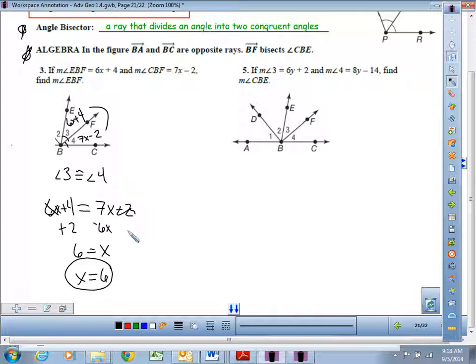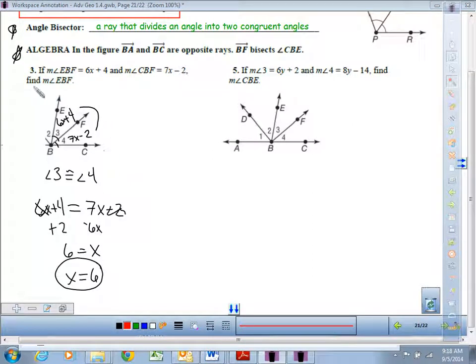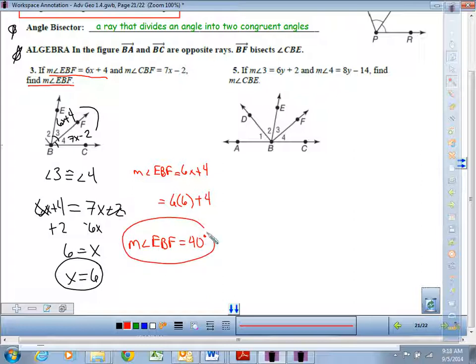Now we have to go back and answer a question. The question didn't ask what's x. The question asked, find the measure of angle EBF. So we need to look at EBF. Here is what EBF is. The measure of angle EBF is 6x plus 4. Well, we know x. So what we're going to do is go 6 times 6, because that's what x is, plus 4. 36 plus 4 is 40. So we can say that the measure of angle EBF is 40 degrees. There's your answer, because that's what was asked for.